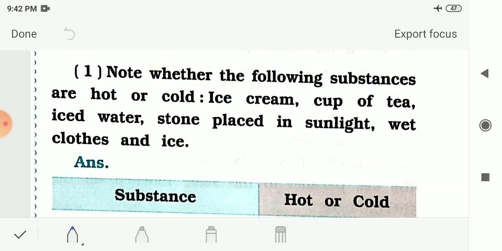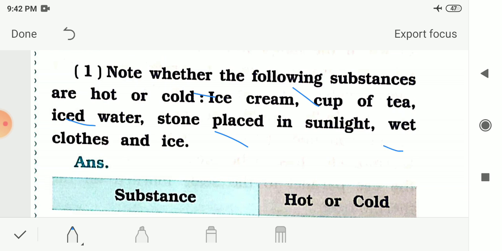So let me start now. First one, ice cream, so it is cold. Next is cup of tea, so obviously it is the hot substance. Next is ice water, it is made from the ice, so it is a cold substance. Next is stone placed in the sunlight. As you put any object in the sunlight, or we are standing in the sunlight, we are getting heat from the sun, so the stone placed in the sunlight is a hot substance. Next is wet clothes.